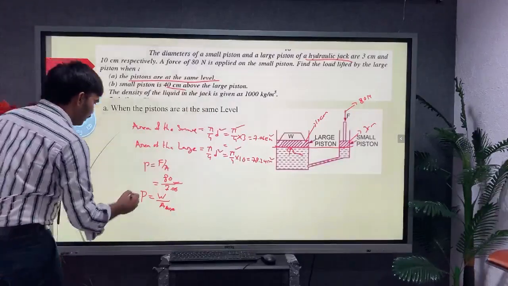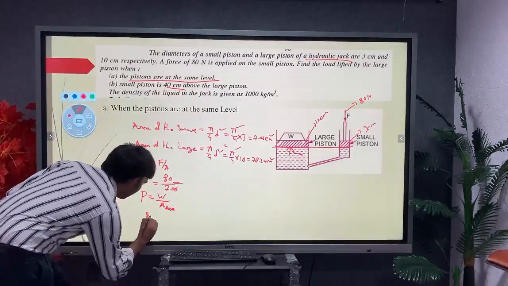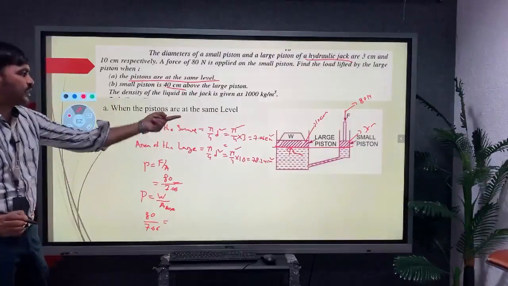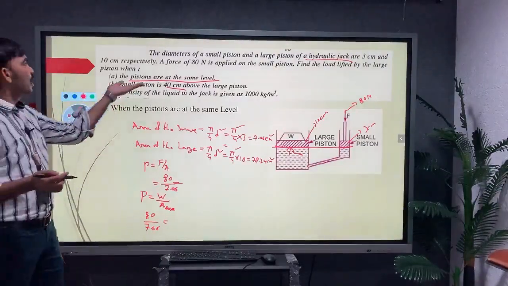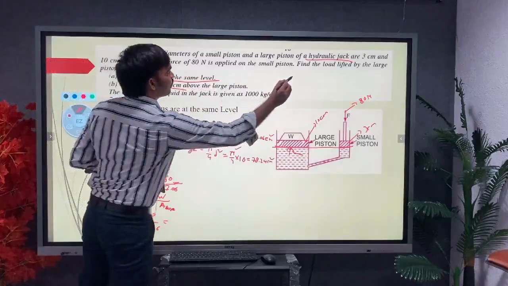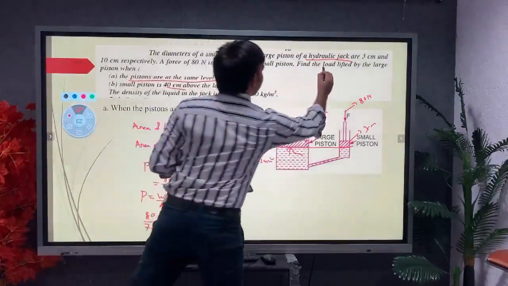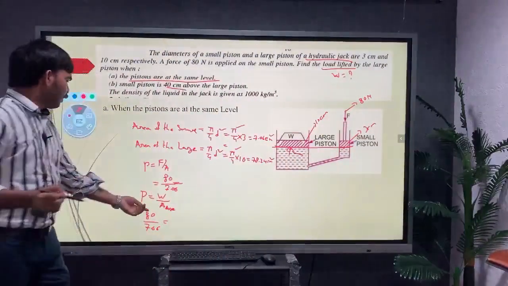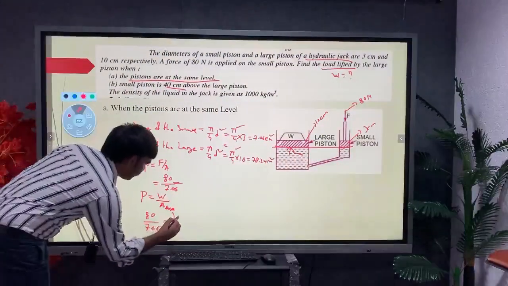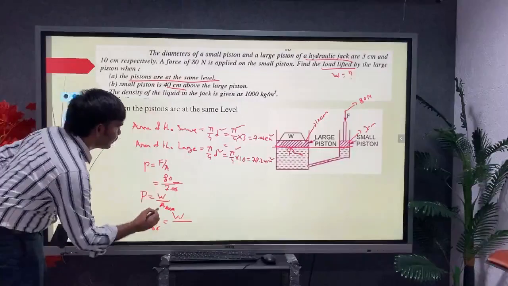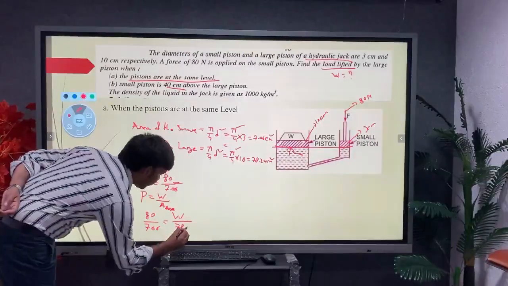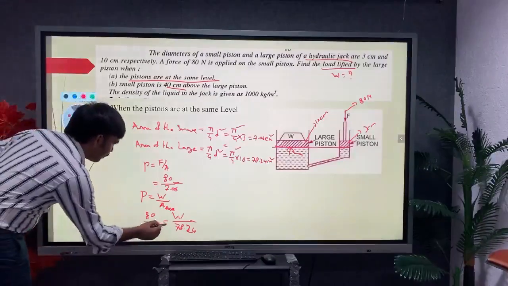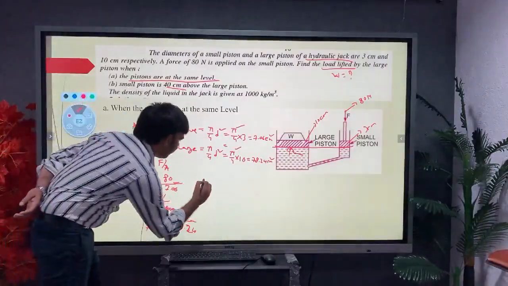Same pressure, right? So that means 80 by 7.06 will be equal to the weight, which we need to find out. The load lifted, that means the weight, is what we need to find out. Area of the large piston is 78.24, right?